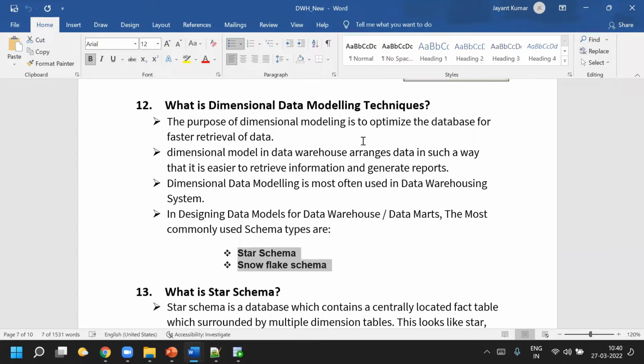If it's sales data, it will be in a sales table. If it's date data, it will be in a date table. If it's store data, it will be stored country wise. All the data is stored in a proper format using star schema and snowflake schema.